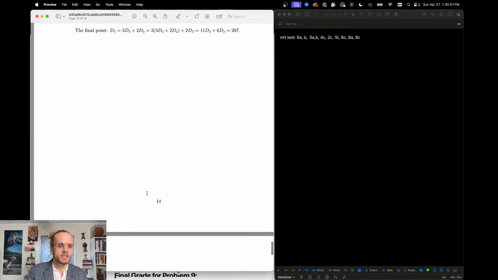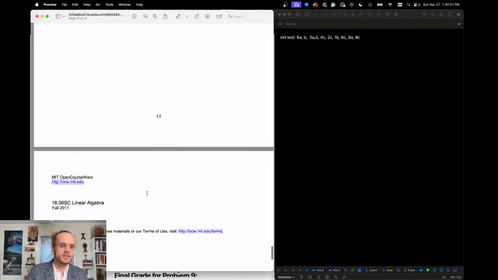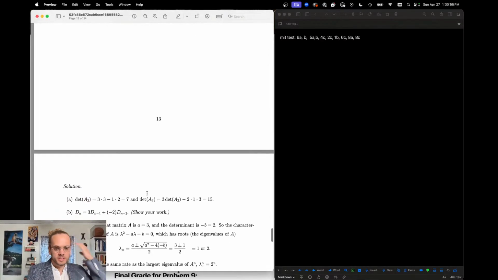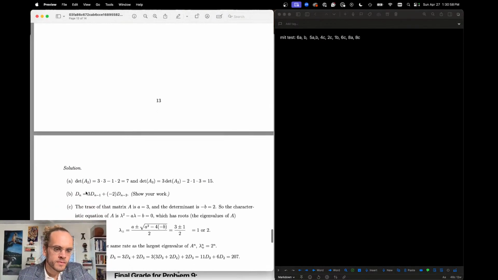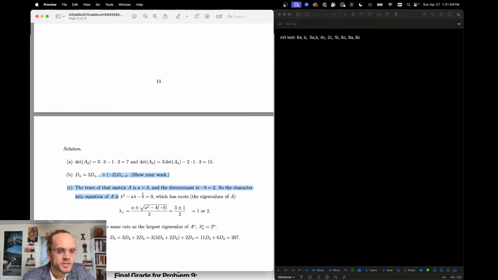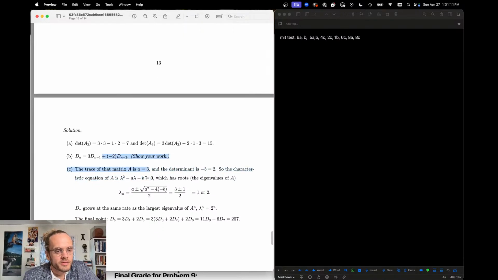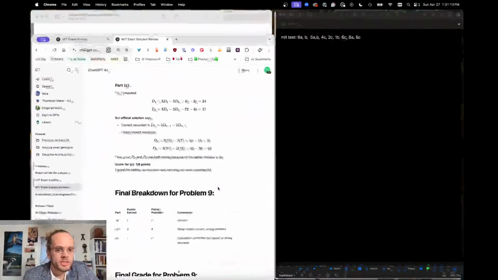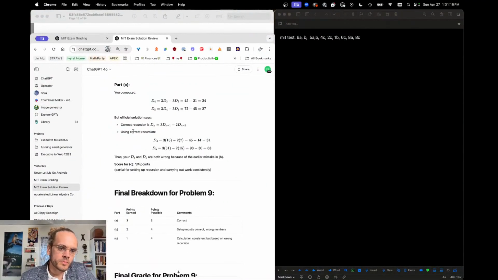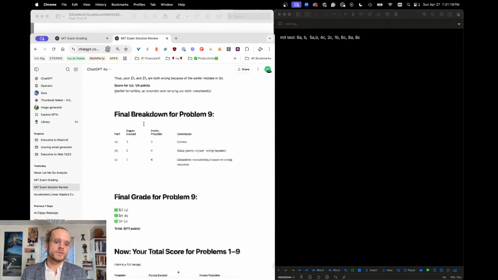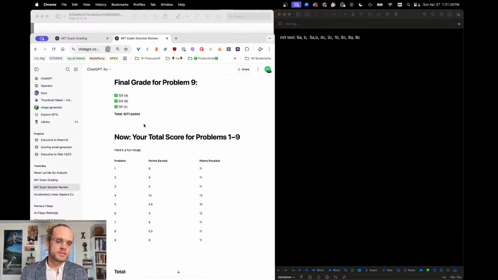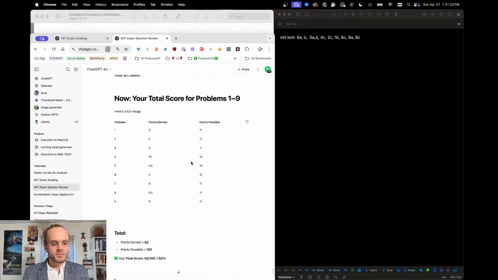But basically, the way they want to solve it is, the determinant is easy. An n-dimensional matrix is 3 and -2. That's easy. The trace of that matrix is 3, and the determinant is -2. So I literally just did a mental math error there that cost me several points. How many points did it cost me on this one? Problem number 9, I got 3. I cost myself at least 8 points.